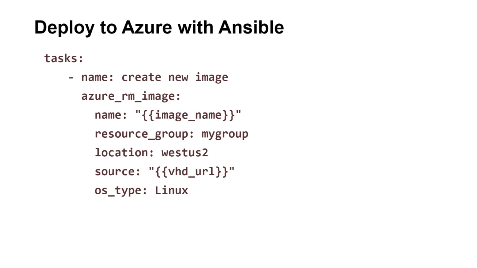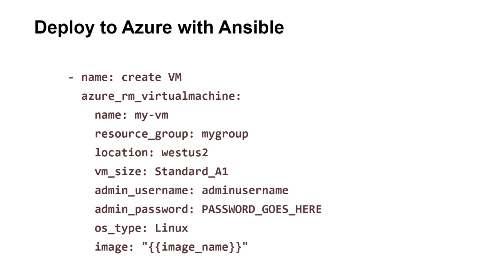I define a task called azure_rm_image, and I give it some arguments. The name of the image I want to create, the resource group name and geographical location, the source of the VHD file, and I have to use OS type Linux here because Azure only differentiates between Windows VMs and Linux VMs, and I have to pick the one that's closest to the truth. As Shakespeare once wrote, "This is the unkindest cut of all."